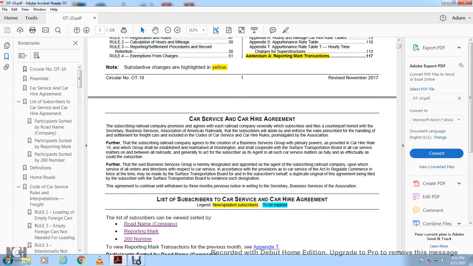Our Carlisle Service Agreement. The Service Railroad Company promised to agree with each of the railroad companies separately, with the counterpart filed thereafter. The Secretary of the Business Service Association makes the subscribers abide by and enforce the rules prescribed in the handling and settlement of the trade of cars, including code of service rules and car hire rules promulgated by the association. Further, the subscribing railroad company agreed to the creation of the business service group with the preliminary powers provided with car hire rule 19.